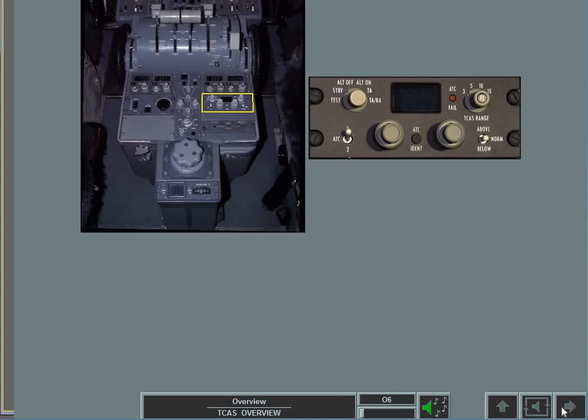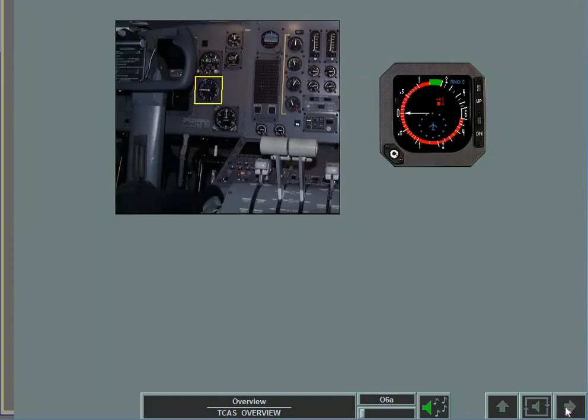The TCAS controls are located on the ATC TCAS control panel, which controls both the ATC transponder and TCAS. TCAS visual indications are displayed on the vertical speed indicator, or VSI. This is an electronic instrument capable of displaying vertical speed and TCAS indications simultaneously.